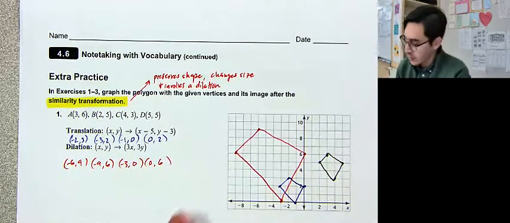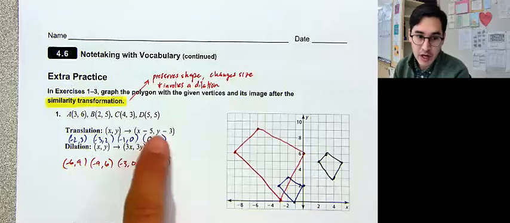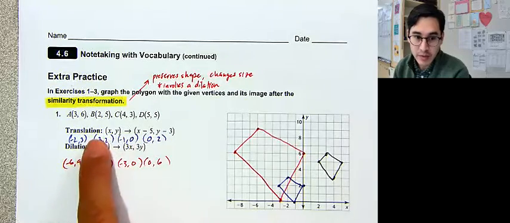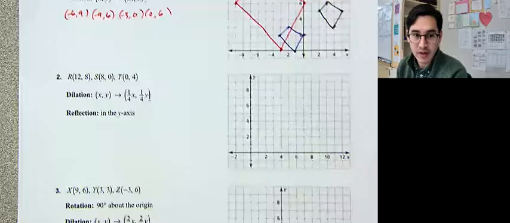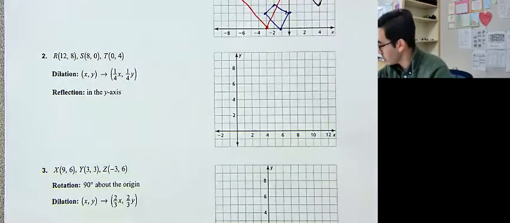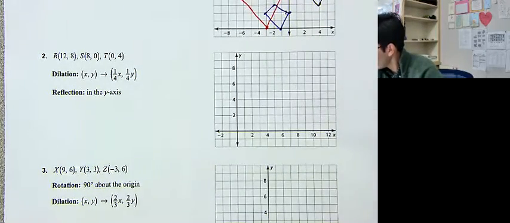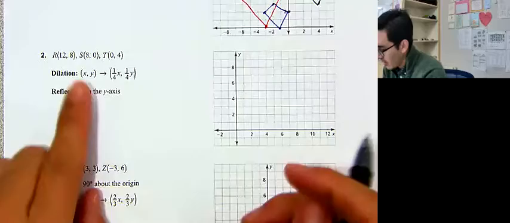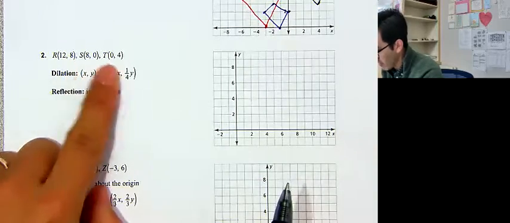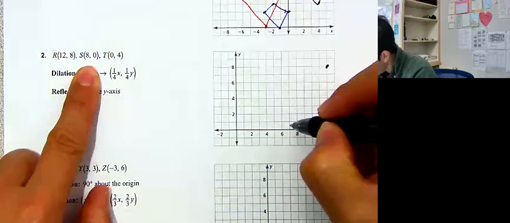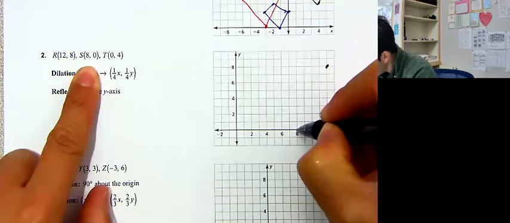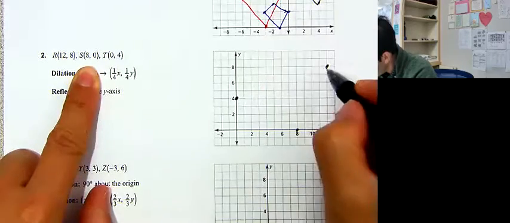Right. So basically, we're just kind of adding and subtracting to the coordinates when we do a translation, and we're multiplying when we do a dilation. All right, let's look at question number 2. All right, so this looks like it's going to be a triangle because we only have 3 points. Okay, so we have 12, 8, 8, 0, and then 0, 4.